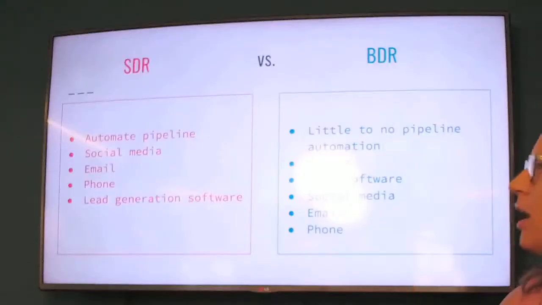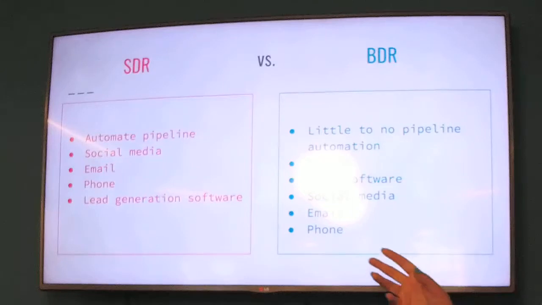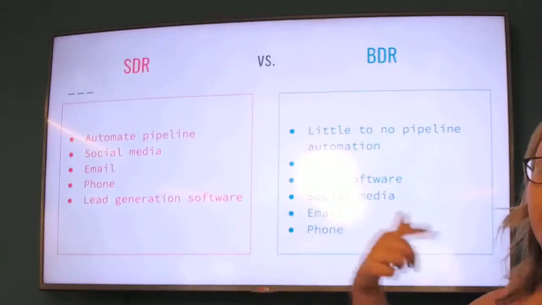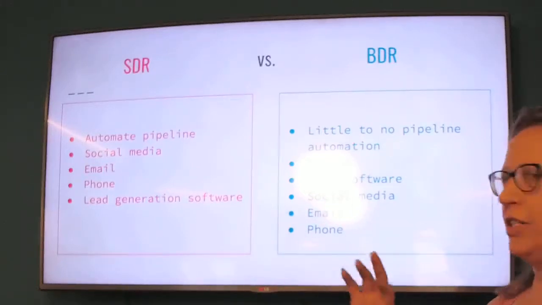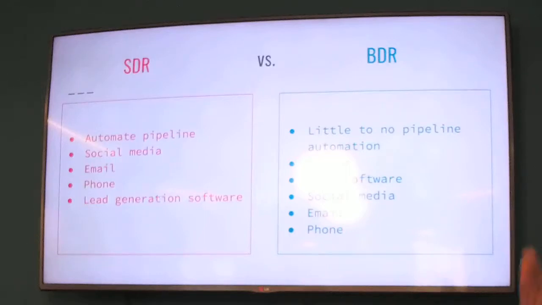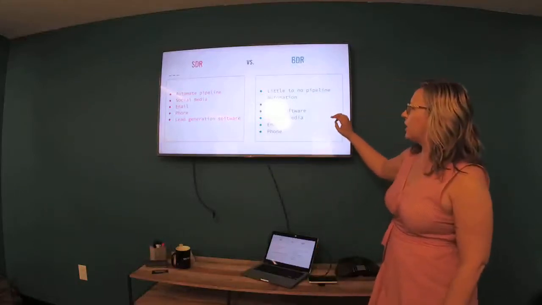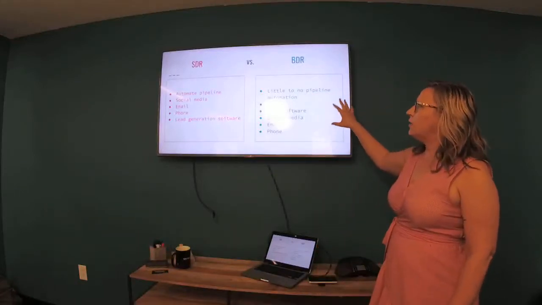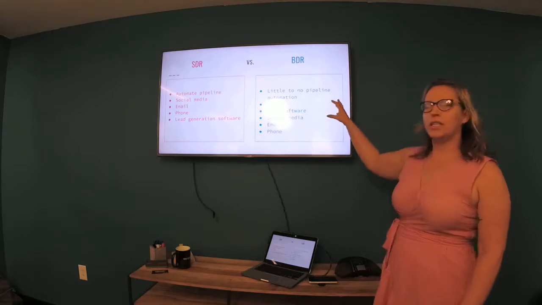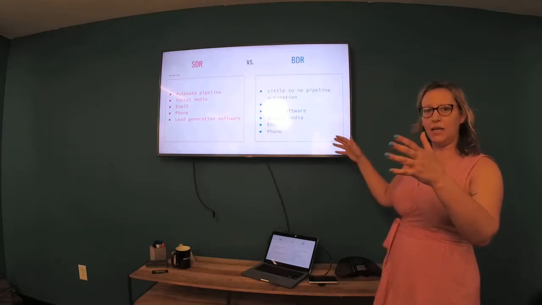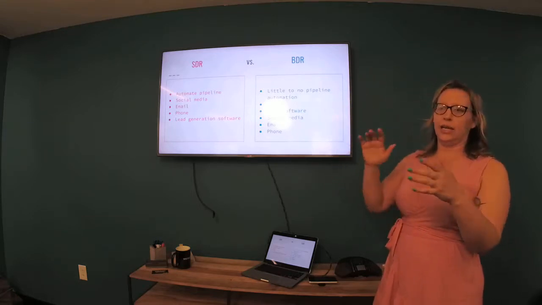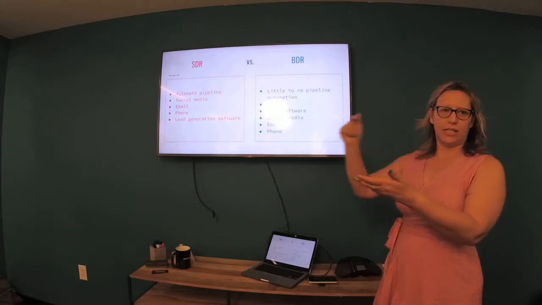Okay, so SDRs, you can automate the pipeline. If you're using any of the CRMs out there, that can just be incoming stuff. Again, I don't want them doing too much research. Their job is just to create curiosity. Things they use: social media, email, phone, lead gen software. You cannot automate a pipeline. You can template out the campaign, but you can't actually have it just set to go.